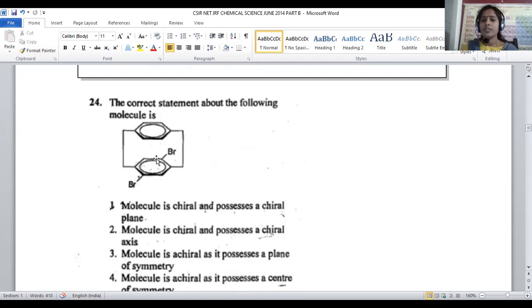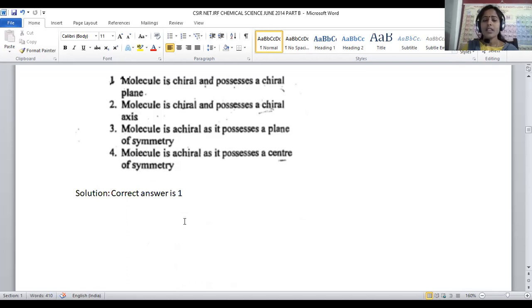If these two bromo groups are not present, then you can clearly say there is a possibility of a sigma plane, a vertical sigma plane, a center of symmetry and a C2 axis of symmetry as well. But in this molecule, one benzene is dibromo-substituted and the other is non-substituted, so there is no symmetry. So the molecule is asymmetric. Subsequently, it will be chiral and exhibit a chiral plane. For question number 24, option number 1 is the correct answer.